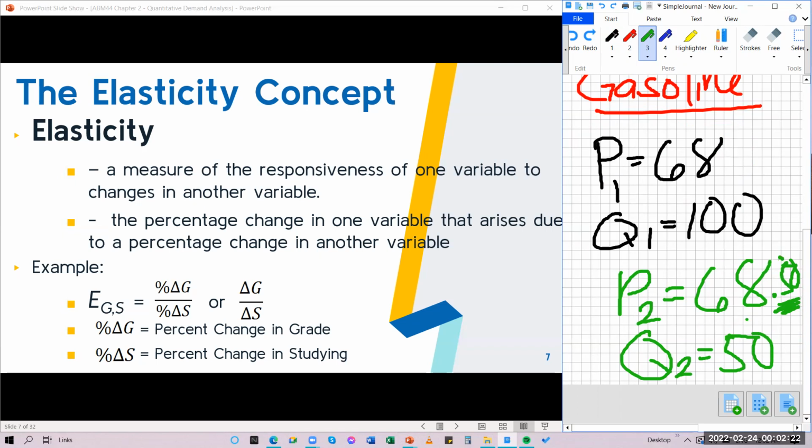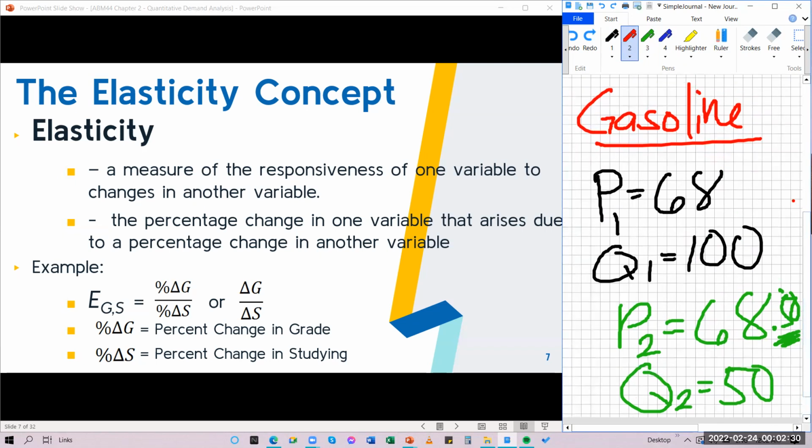So a small change in price has a big impact on the quantity demanded. That is elasticity. It is very sensitive. Again, just a small change. It's only a small change in price, only 0.50 centavos difference. But look what it did to our quantity demanded. From 100, it became 50. So that's how sensitive this commodity, gasoline, is. So that's an example of elasticity.